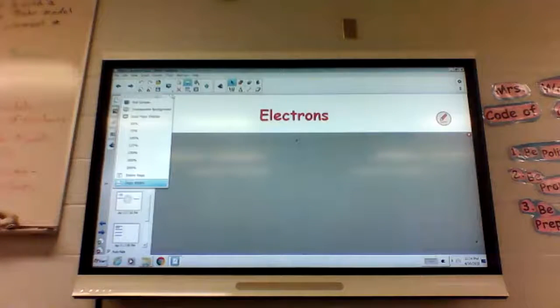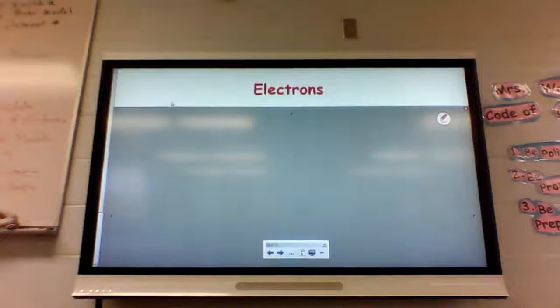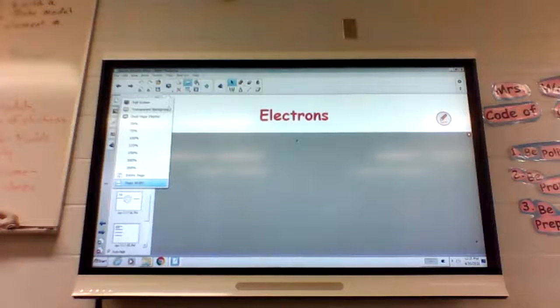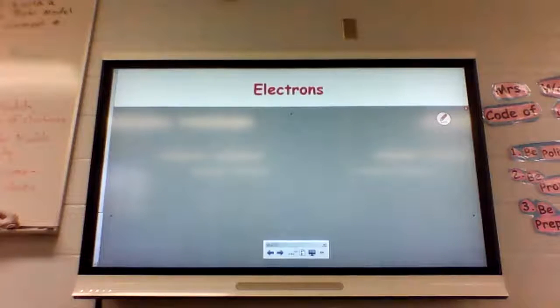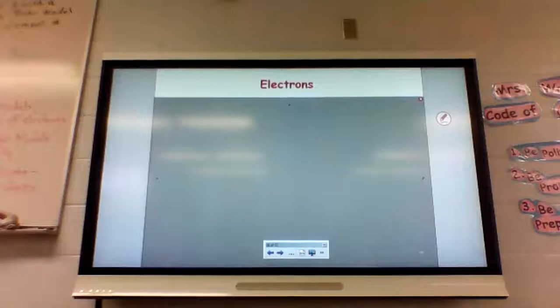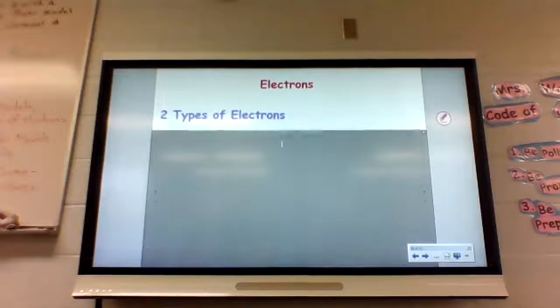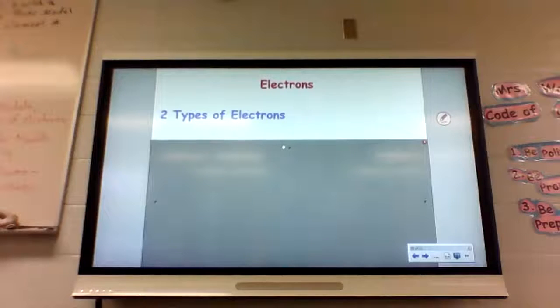All right, so we've talked about protons, neutrons, electrons. We've talked about the two parts to an atom, the nucleus and the electron cloud. We've learned about how to find stuff, right? So now we need to talk about the electrons. And there are two kinds of electrons. All right, so there's two types of electrons.